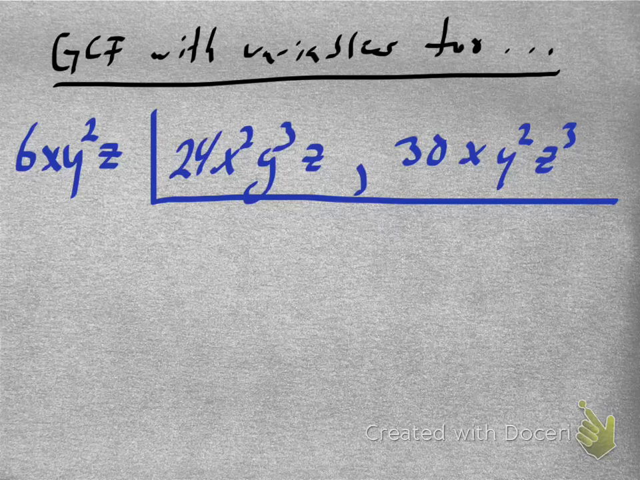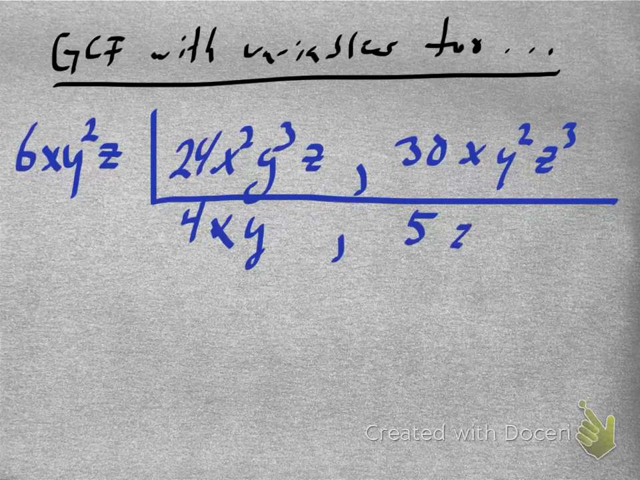So if I take a 6 out of 24, I get 4. If I take an x out of x squared, I'm left with 1x. If I take y squared out of y cubed, I'm still left with 1y, and the z is taken away. On the other number, if I take 6 out of 30, I get 5. If I take x away from x, well, x divided by x is just 1. The y squared divided by y squared is also just 1. And z cubed divided by z would be z squared.